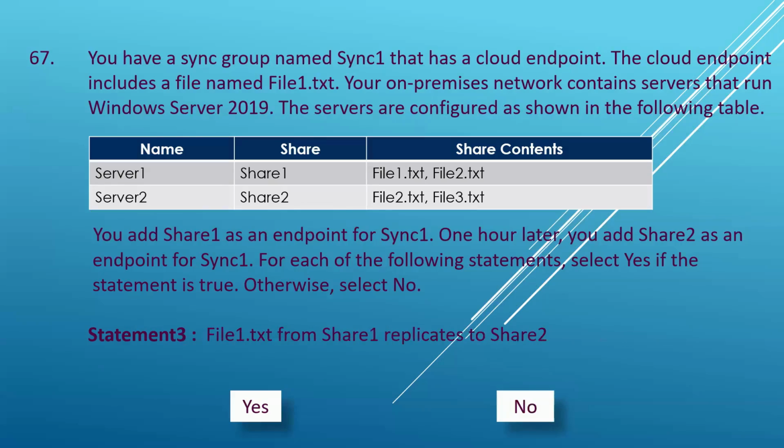File1.txt from share1 replicates to share2. Yes, when you add share1 and share2 as endpoints for sync1, the files in share1 will be replicated to share2. Since file1 is included in share1, it will be replicated to share2 as part of the synchronization process. Sync1 ensures that the files in the different endpoints of the sync group are kept in sync. So the statement would be applicable for other files as well. If they are missing from one share, they will get replicated to the other share.